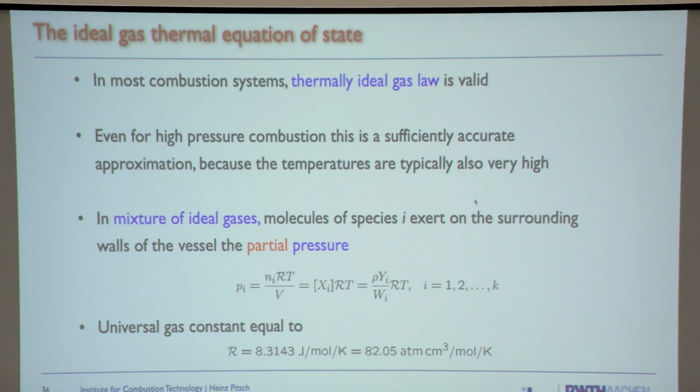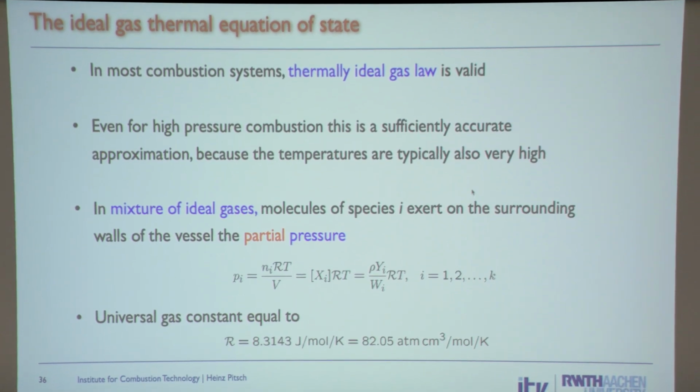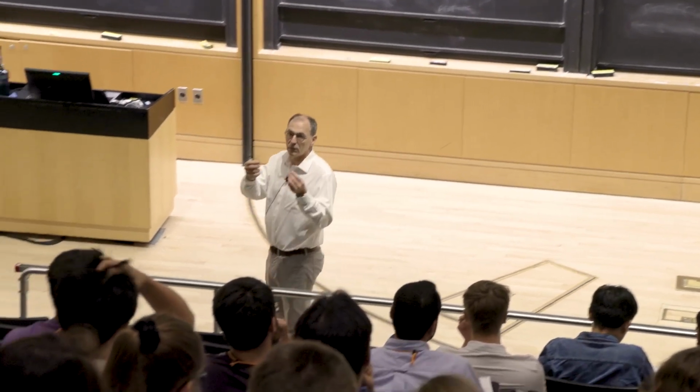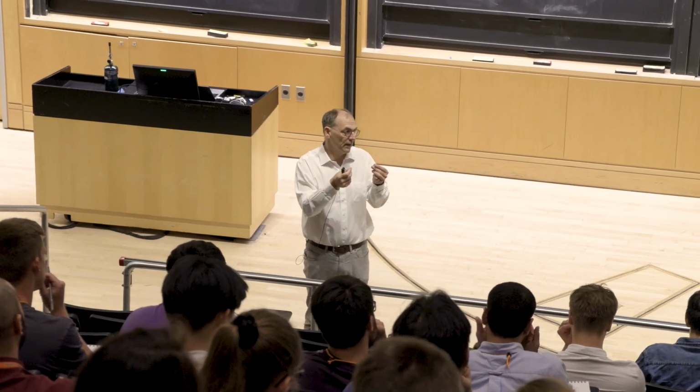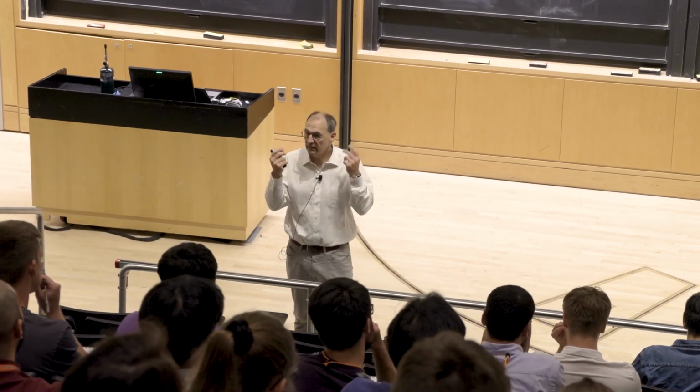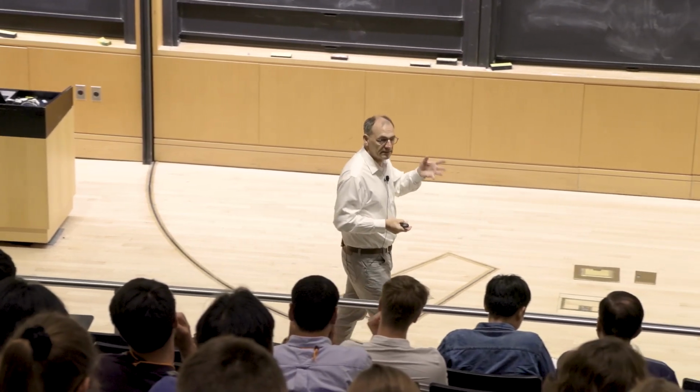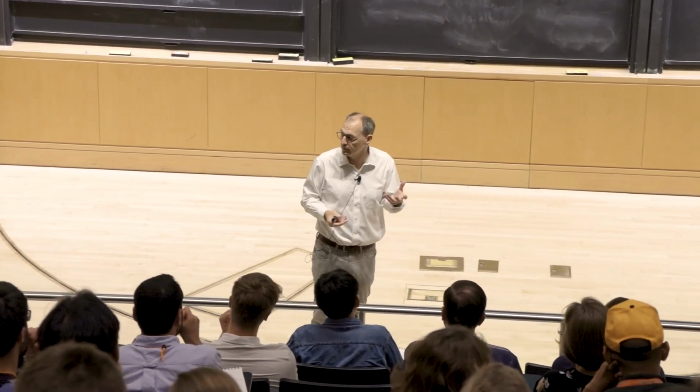Ideal gas equation of state, everyone knows. What's interesting is I have a multi-component system, and I assume I have an ideal gas. Then the individual components don't know anything of each other. In this room, I have oxygen and nitrogen. The assumption of an ideal gas in this room is really, really good.